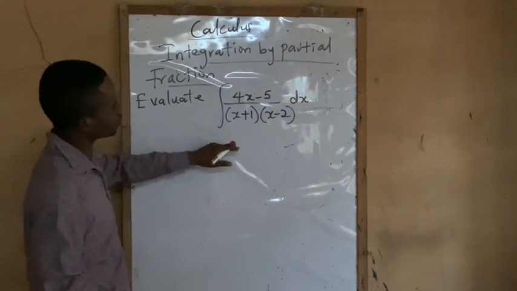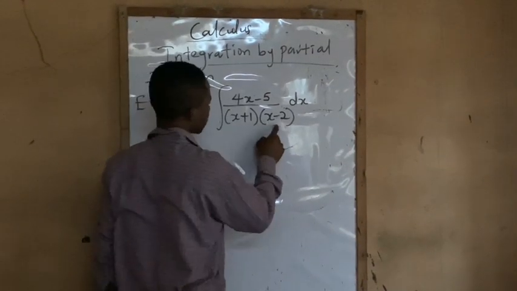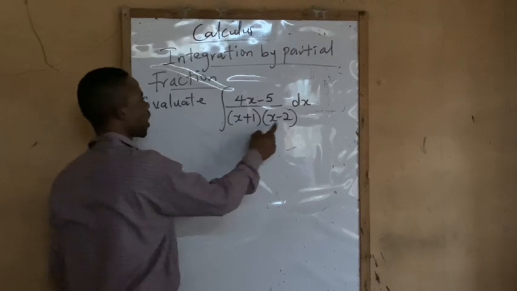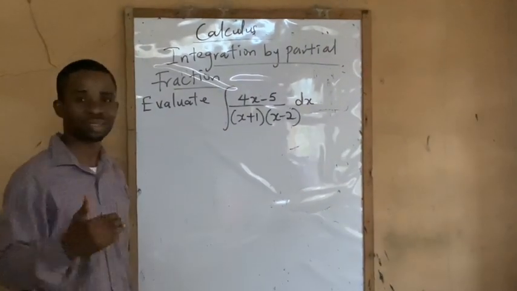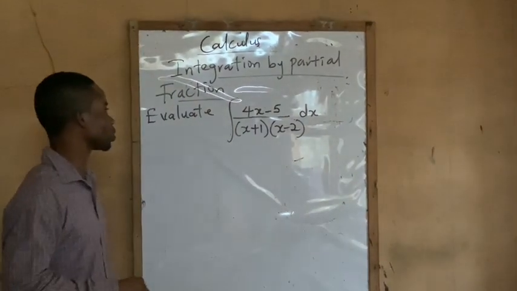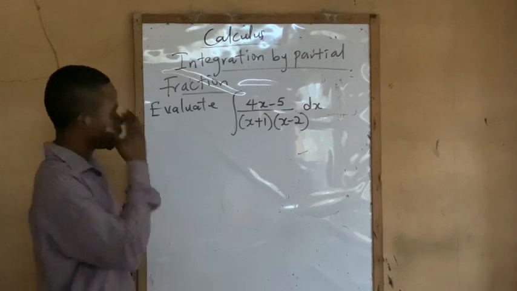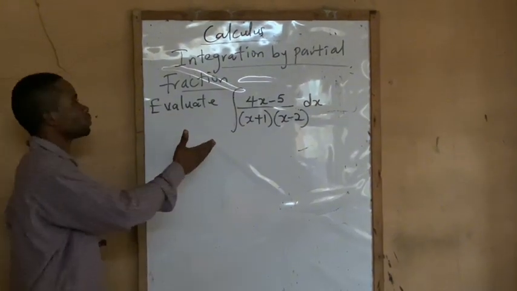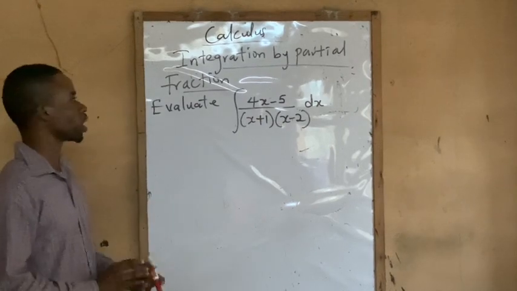Now, when you look at this, you will discover that if you expand this denominator, it's going to give you something of quadratic nature. That shows that the denominator is of second degree. So for this kind of partial fractions, you don't need to subject it to division of polynomial again.